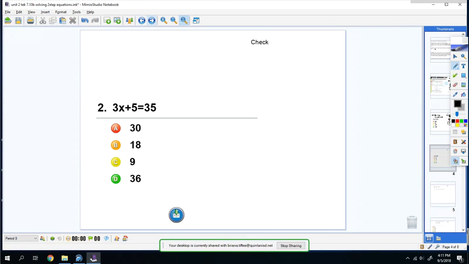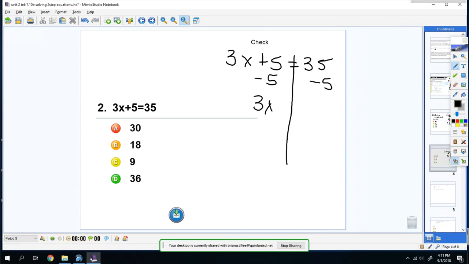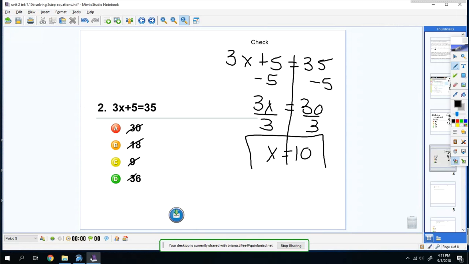Okay, next one. 3x plus 5 equals 35. So draw your line. The first number you're going to look at is a 5. You're going to subtract it from both sides. Then you get 3x equals 30. Divide by 3. You get x equals 10. Again, the answer's not here. Weird. So x is 10.